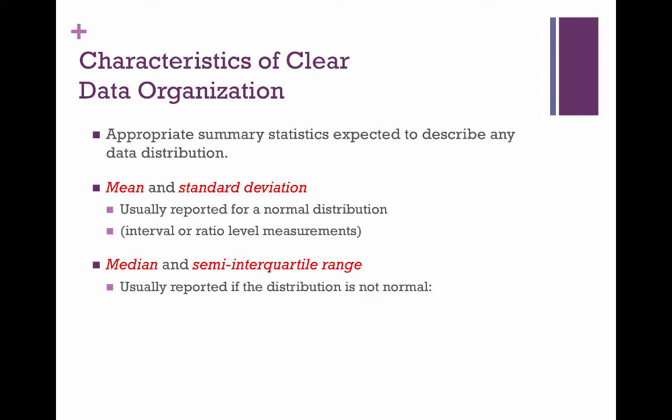Characteristics of clear data organization. Appropriate summary statistics are expected to describe any data distribution. So we have the mean and the standard deviation, which are usually reported for normal distributions in an interval or ratio level of measurement, and the median and the semi-interquartile range are used to report the scores if the data is not normally distributed, again for interval and ratio measurements.